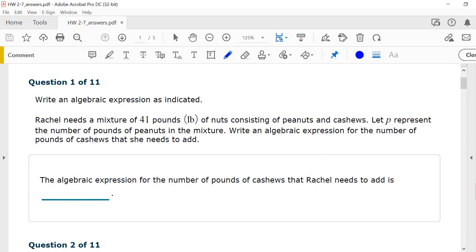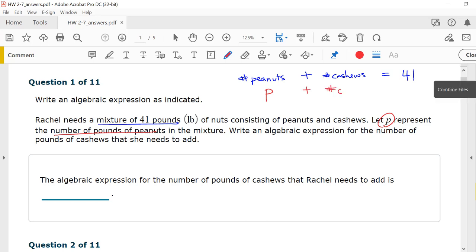Okay, she needs to have pounds of peanuts plus pounds of cashews, and that's supposed to equal a mixture of 41 pounds. So 41 pounds. In the problem, it says to let P represent the number of pounds of peanuts. So peanuts is going to be P. So you have P plus pounds of cashews is supposed to equal 41.